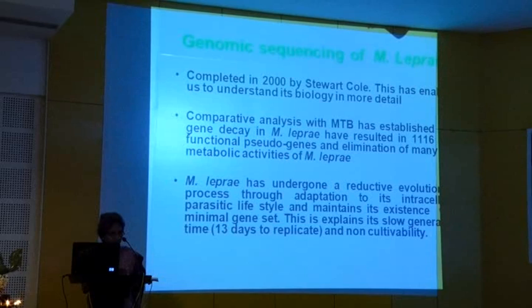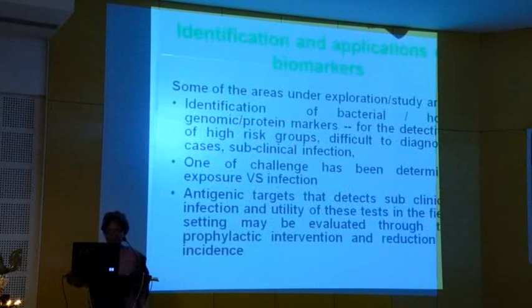Now, you must all know that till today there is no cultivation of M. leprae. This is one of the reasons projected for the non-cultivability of M. leprae, because it has almost lost half of its functional genes. M. leprae has undergone a reductive evolutionary process through adaptation to its intracellular milieu as a parasite. So it can only survive as an intracellular organism. It also takes 13 days to replicate, so it is very slow dividing as compared to M. tuberculosis. So one of the reasons is that gene decay.